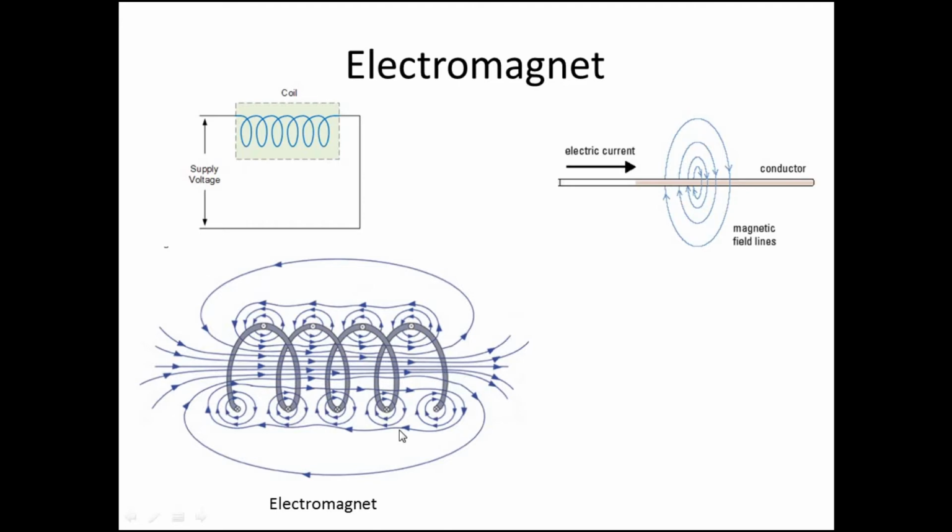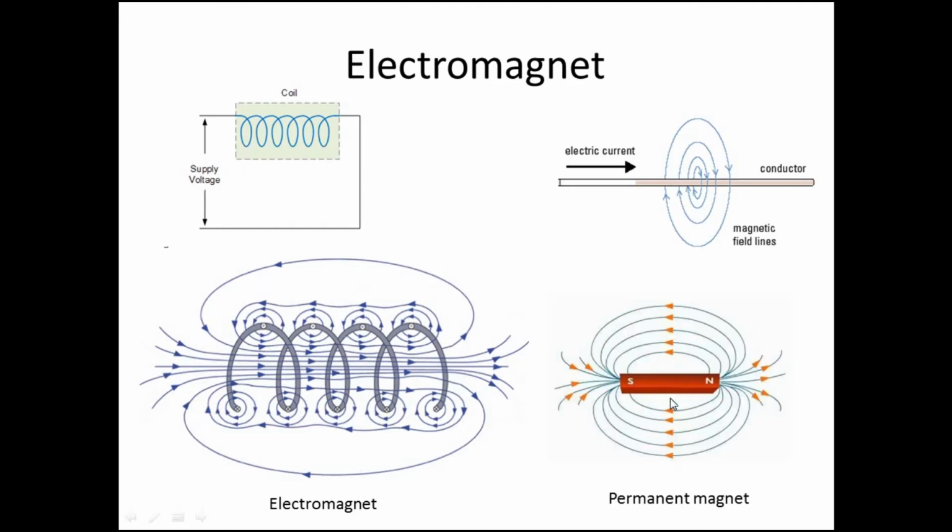If you compare this with the magnetic field produced around a permanent magnet, they are the same. Means if you are passing electric current through a coil, it will act as an electromagnet. So this is the case if the magnetic field lines are allowed to flow in free space or vacuum.